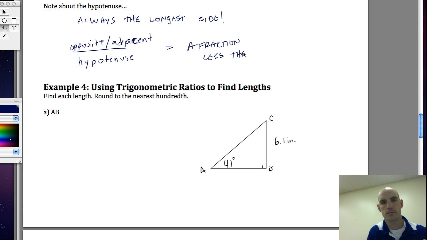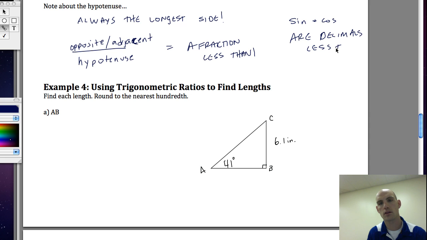less than 1. Because think about it, if the hypotenuse is 7, the numerator is always going to be less than that because the hypotenuse is the longest side. And so the fraction is going to be something like 6 over 7, or 5 over 6, or 7 over 13. And so that's going to give us something with a number value that is less than 1, so a decimal. So sine and cosine are decimals less than 1.